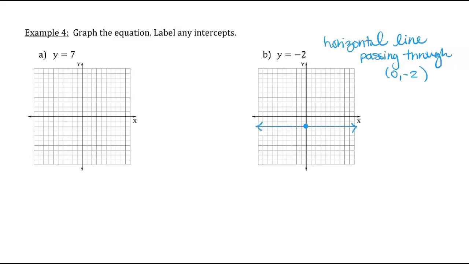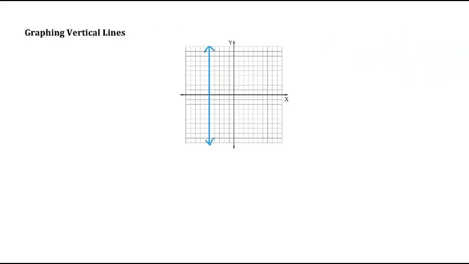Now let's talk about vertical lines. Here's the graph of a vertical line, and it crosses the x-axis at the point (-5, 0). Let's look at a couple points on this graph. This point up here is the point (-5, 7). And this point down here is the point (-5, -4).